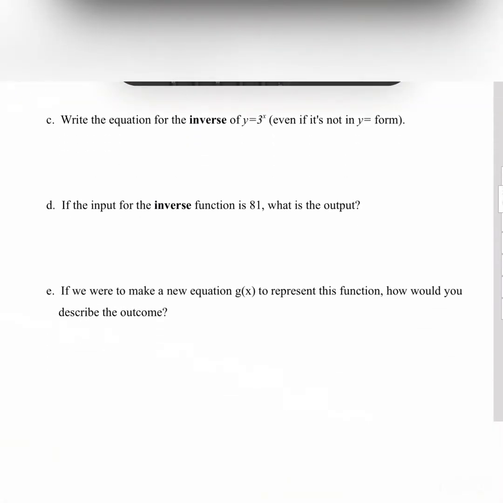And then writing the equation for the inverse, we know that it's just flipping our x's and y's. Right now we can't do anything else or anything additional in order to isolate that y. So we'll just use this equation.